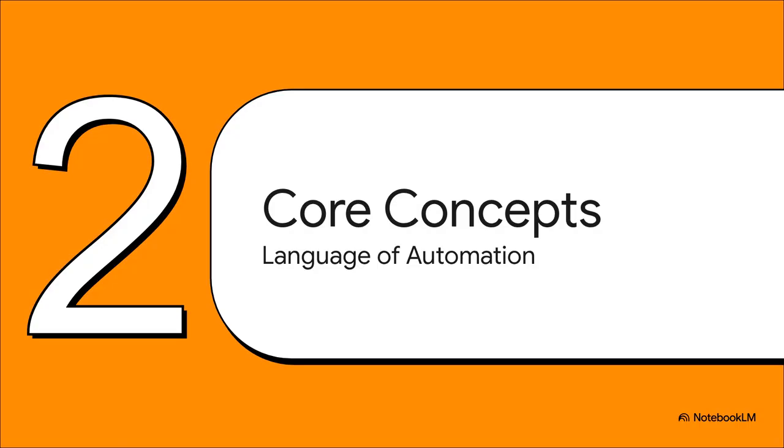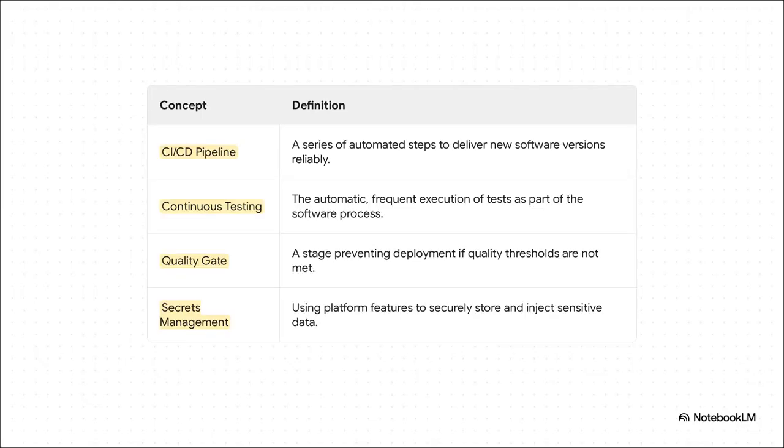Okay, so now that we know why this is so important, let's talk about the what. Before we can actually build one of these systems, we all need to be speaking the same language. So let's decode some of the core concepts you'll hear all the time. Think of it like a factory assembly line. The CI/CD pipeline, that's the whole line itself. Continuous testing is your automated quality control, checking the product at every single station. A quality gate, that's the final inspector who has the power to pull the stop lever if something isn't perfect. And secrets management, well, that's your secure vault, making sure sensitive things like API keys are handled safely the whole way through.